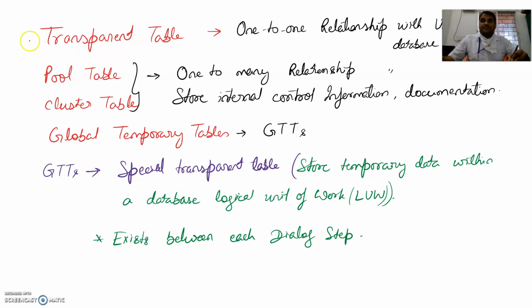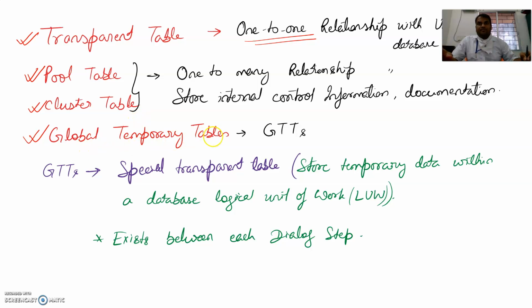As I mentioned, there are a few table types like transparent tables, pool tables, cluster tables, and global temporary tables. A transparent table is one-to-one: whatever is in the database, it creates one corresponding table, which is a transparent table. With a pool table or cluster table, from one database table we create tables, but with different roles, like one for storing internal control information and another for documentation. So multiple tables can be created from one data, which is called pool table and cluster table.